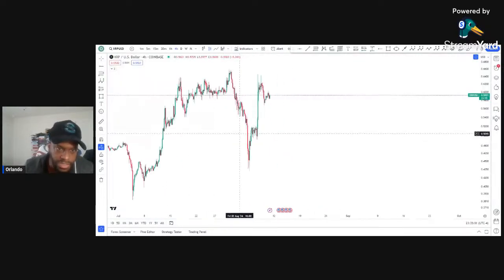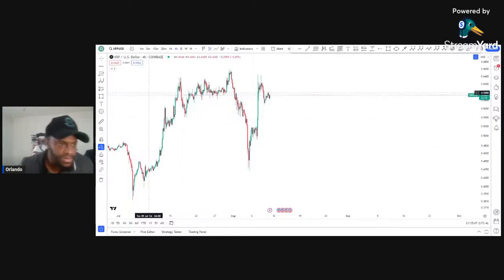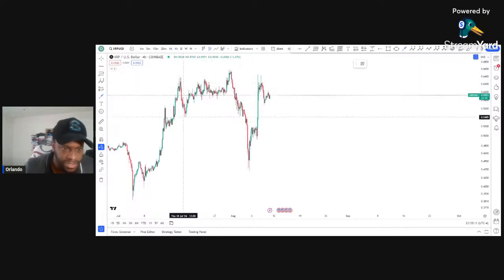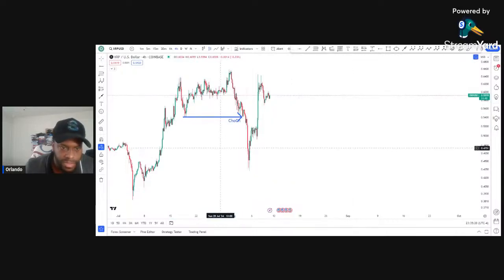Ooh, nice. Look at this. Divergence, change of character. Without even looking at the RSI, I can see this divergence and change of character right here. That's when you start developing that trader's eye. Price periods are low: distribution, redistribution, accumulation, reaccumulation.